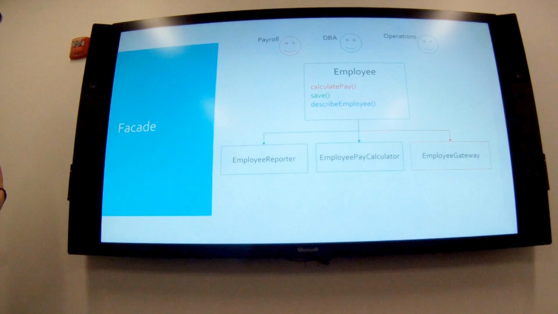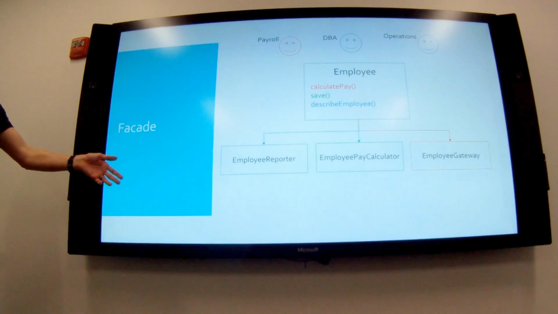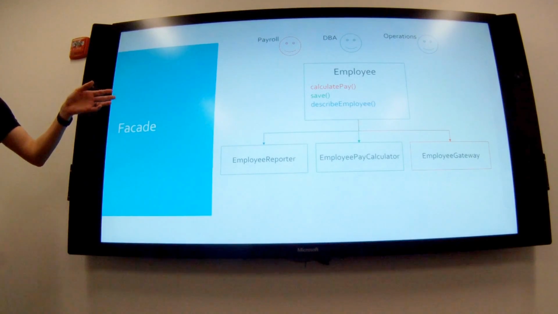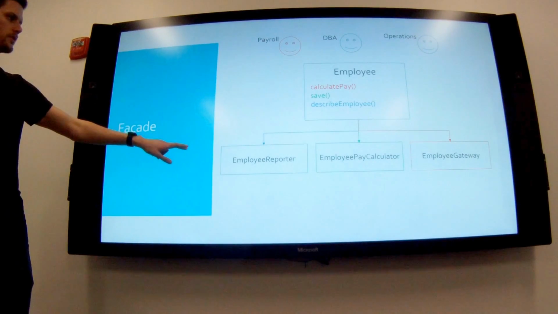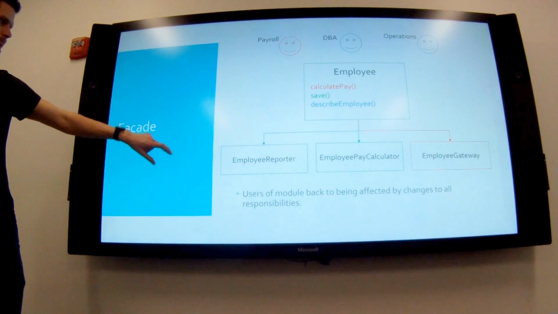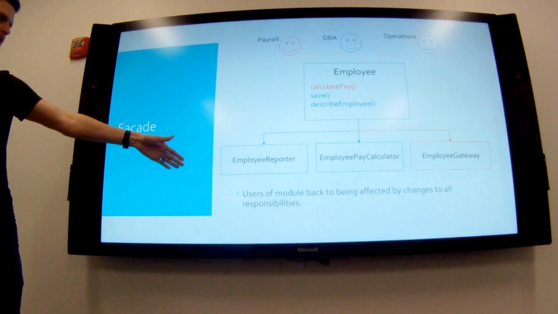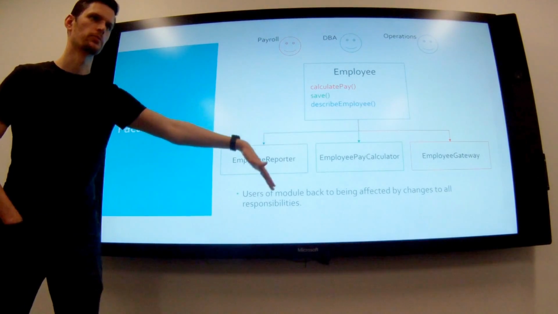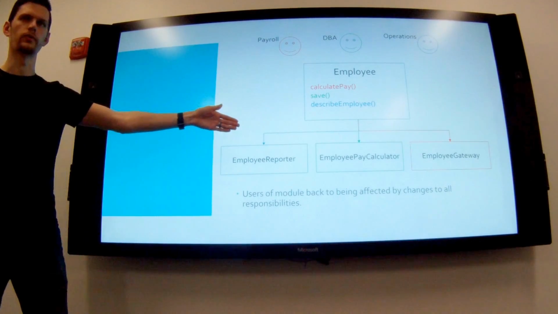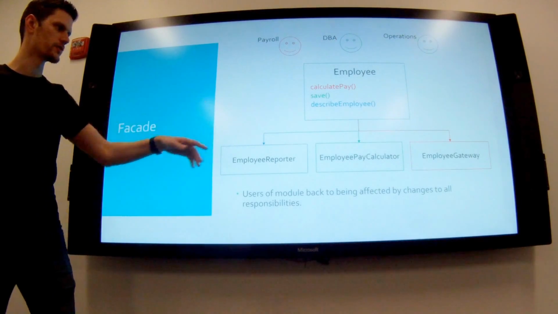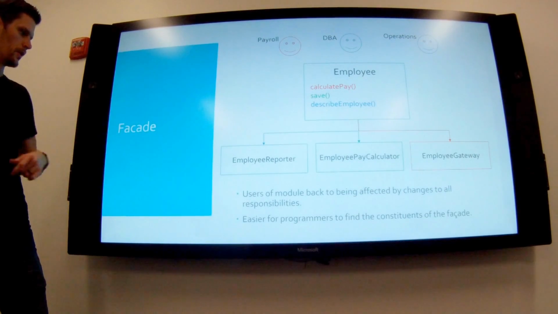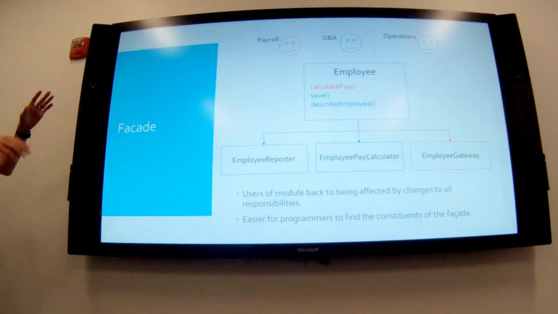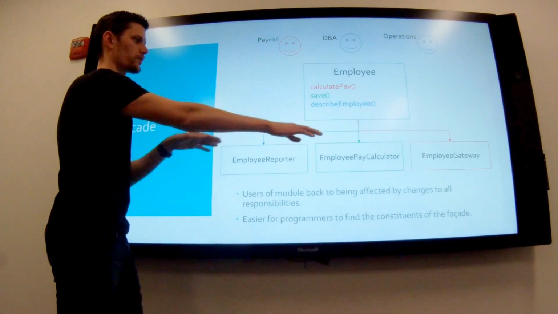Yeah, exactly. Each one of these slides has a pro and a con that I've boiled down to 2 lines, so I'm not saying any of these are perfect solutions. Oh, I understand that. So users in the module are back to being affected by changes to all responsibilities because we have the concrete implementations, but we mentioned we can break out interfaces between the implementations of the facade to protect against that. And now it's easier for the programmers to figure out the starting point of an employee and where that breaks down.